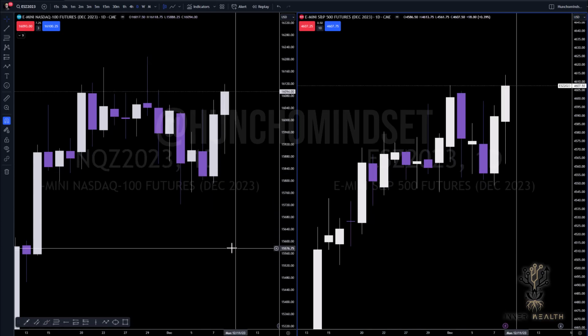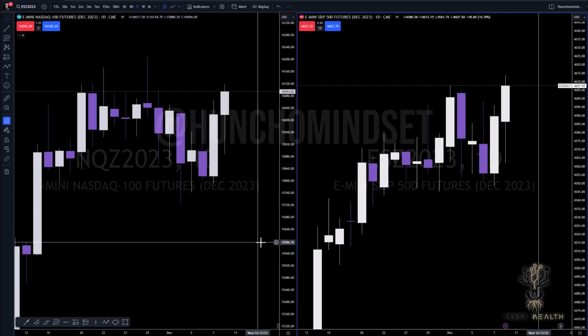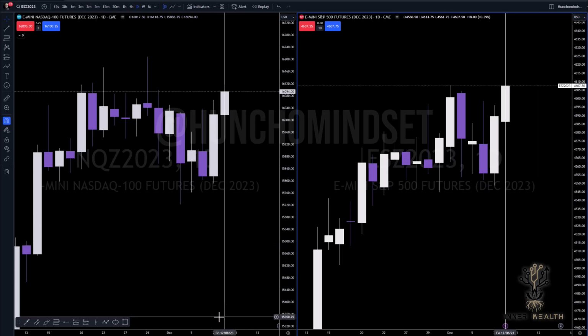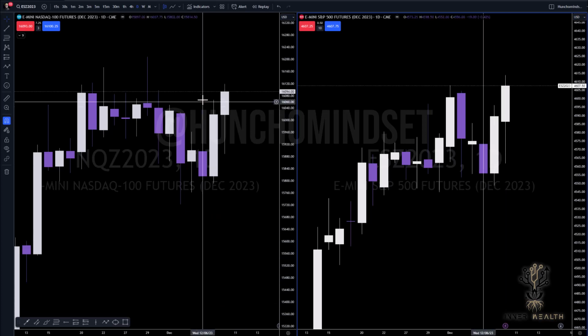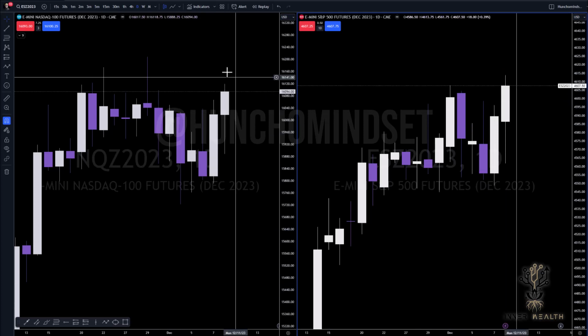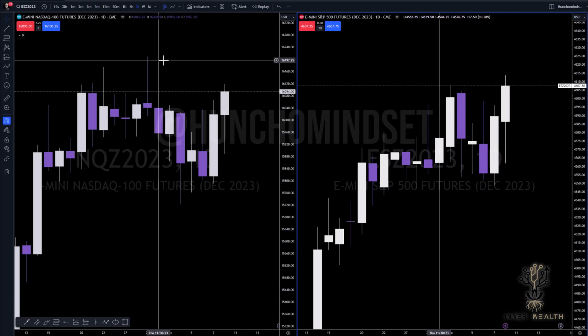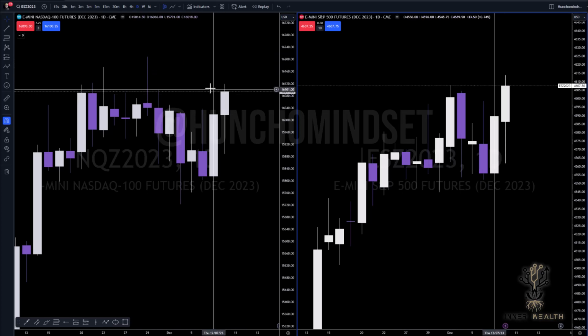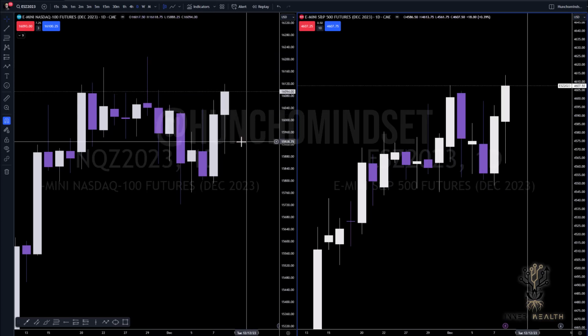Whenever you're looking at correlating assets, I like to pay attention to major lows and highs. For example, you'll notice that ES or S&P is trading already above its highs, right? NASDAQ is still trading below its highs, right? This is divergence in the correlation.